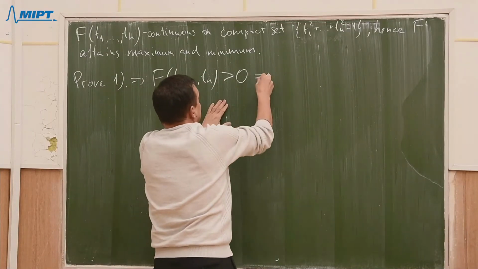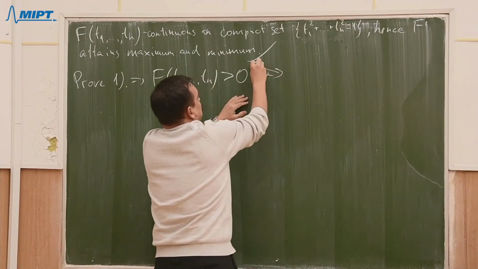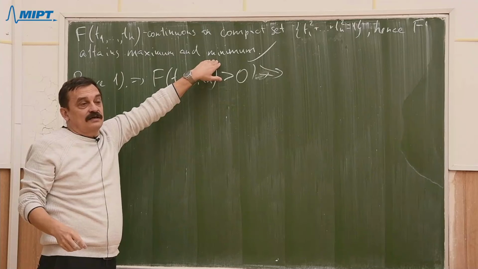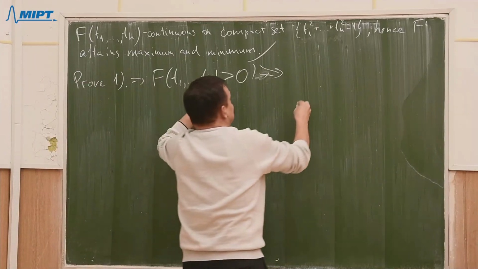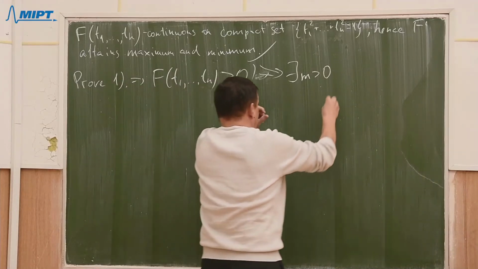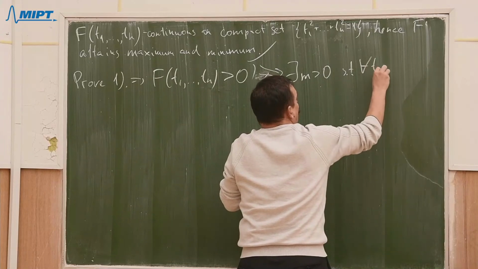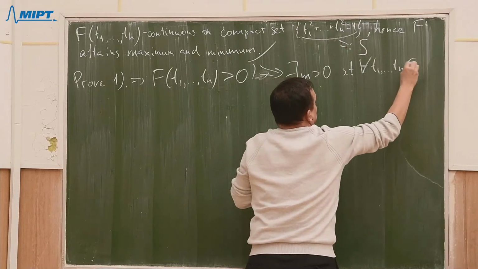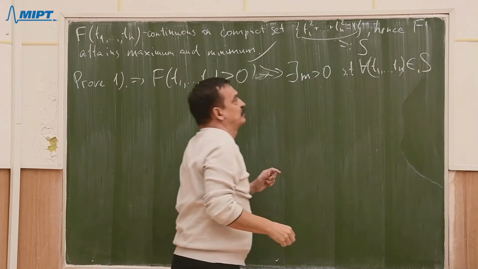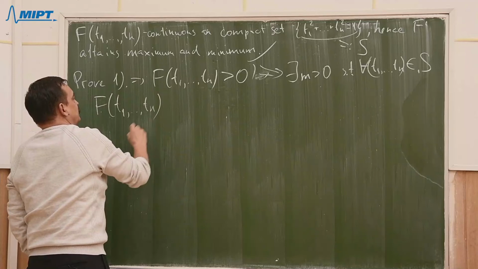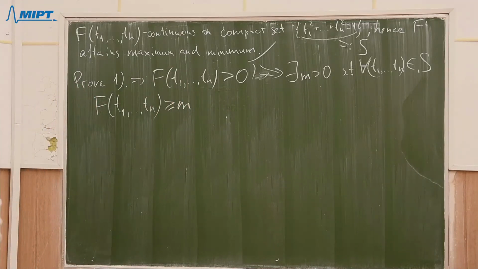But then, because of that, what follows? So you see, everywhere is positive, and the function attains its minimum, right? Hence, the minimum is also positive. So it means that there exists a positive quantity m, which is the minimum in fact, such that for all t1, so on tn, in our sphere, let me denote it by S, in S, for all points in S, we have capital F of t1 so on tn is greater or equal than m. And that is quite important, that now we have a bound below.